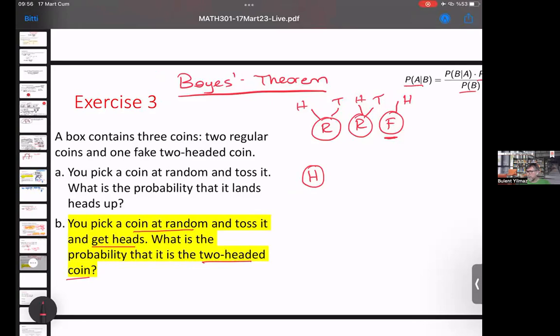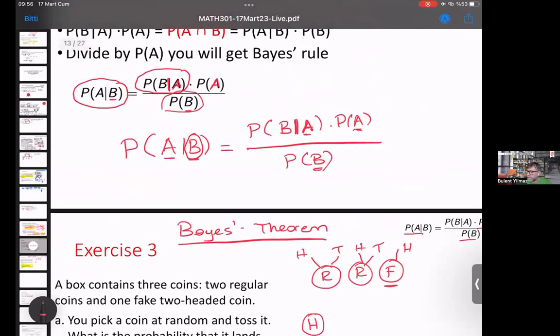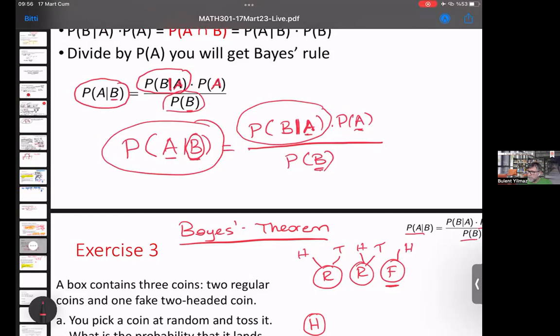So Bayes' theorem was about finding the conditional probability by knowing the inverted version of the probability, right? We want to find out A given B, and we know the probability of B given A. So how can I go from one conditional probability to another conditional probability, okay? So this is the basic idea behind Bayes' theorem.